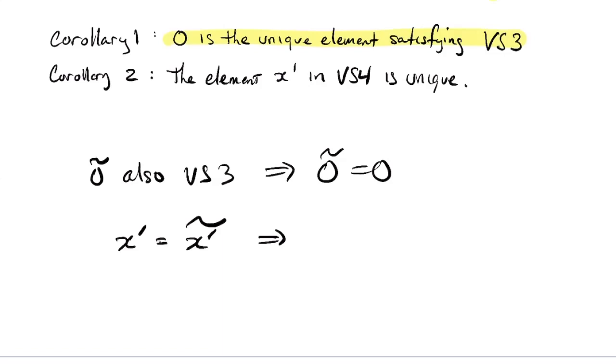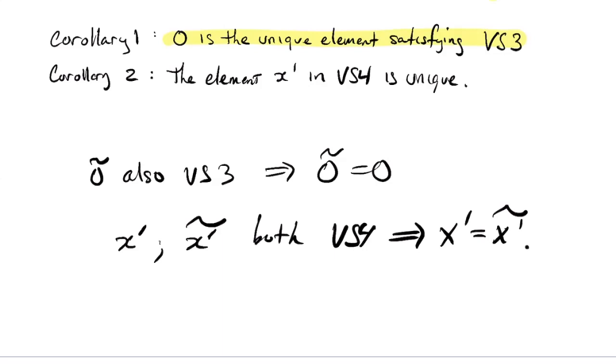So if this thing also satisfies vector space axiom 4, I'm not writing this correctly. My brain is getting tired, and I should stop here. What I was trying to say is that if these two things both satisfy vector space axiom 4, then they're equal to each other. Sorry, that took me a while to spit out.